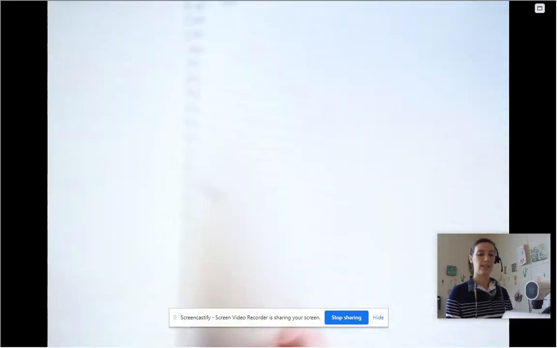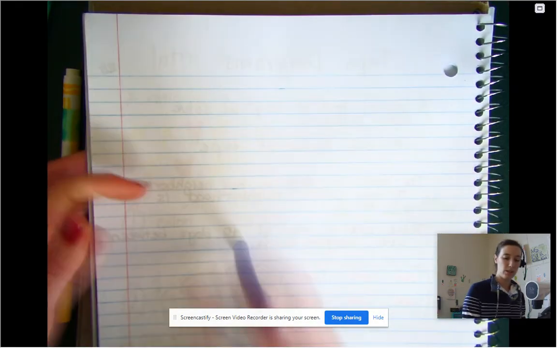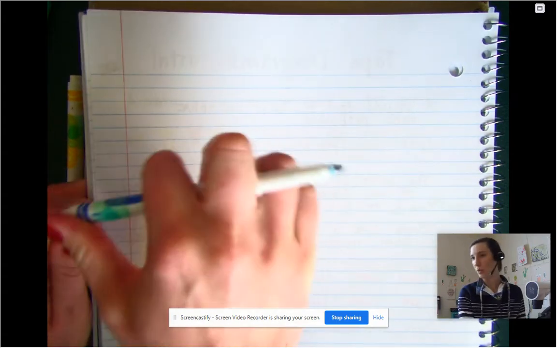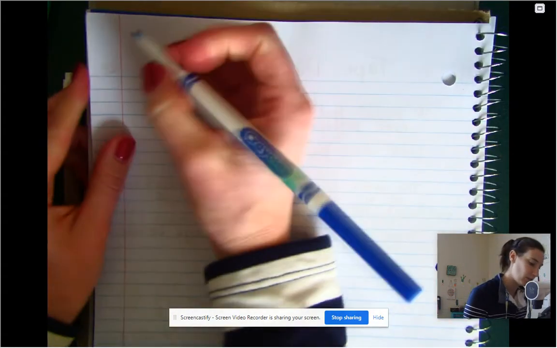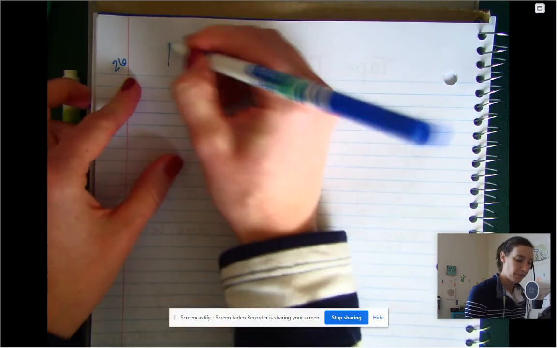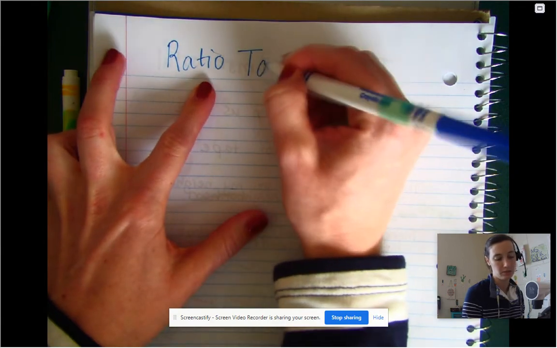Okay, we are now on page 26, and we are going to talk about ratio tables. So this is, what did I just say, 26? Well, my blue is not long for this world.